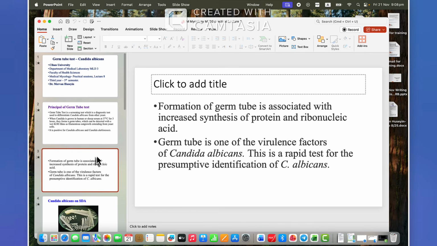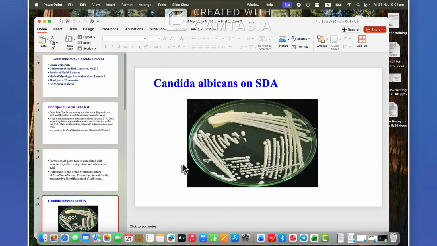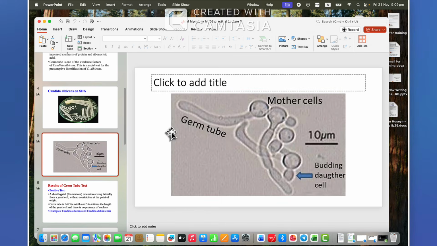So as we said, it is one of the virulence factors, and this test is a rapid test for Candida albicans identification. As you see, this is Candida albicans on SDA, and you previously have it, and you worked on it with your hands. This is a germ tube. You will find under the microscope like this. So the yeast does budding from the mother cell, and the daughter cell will bud a small projection from the yeast cell, and then will elongate to make a germ tube.